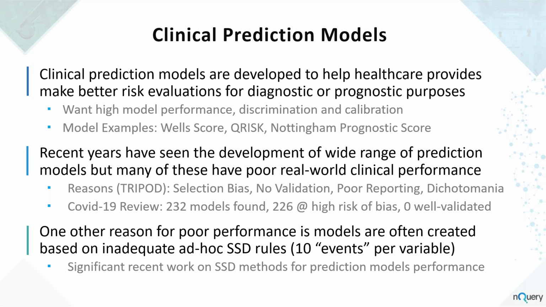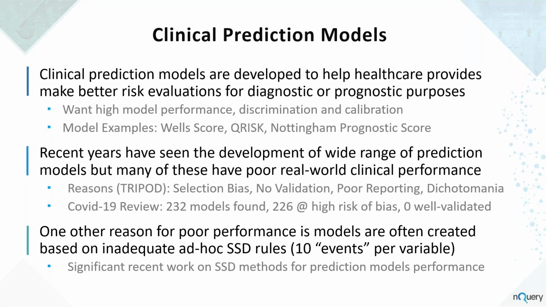A very recent example was these COVID-19 prediction models, both prognostic and diagnostic. There was a review done by Wynants. 232 models were found. 226 of them were found to be at high risk of bias, and 0 of them were well validated. So there's a lot of work and papers generated on the creation of prediction models for COVID-19. The quality of that work is highly questionable based on this research. So this is definitely still happening.